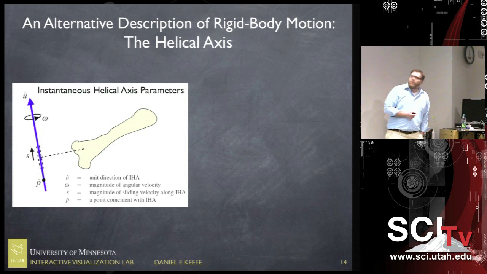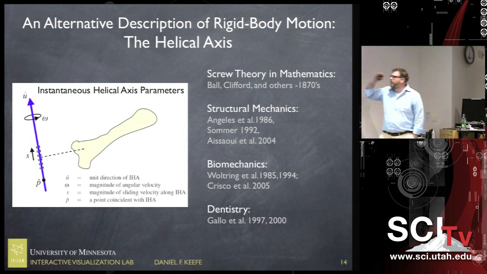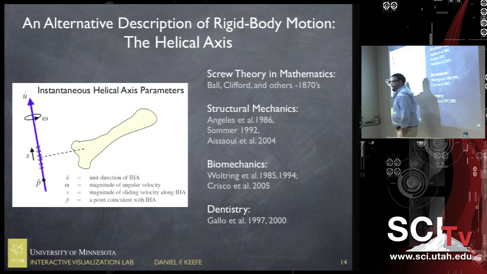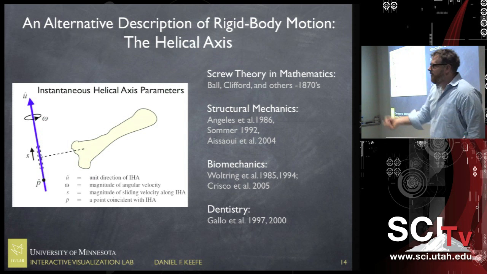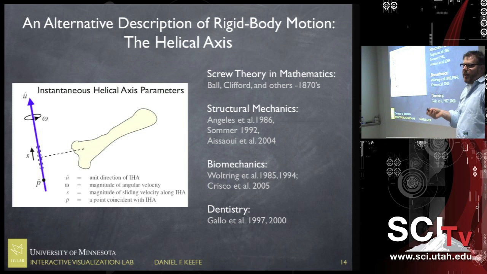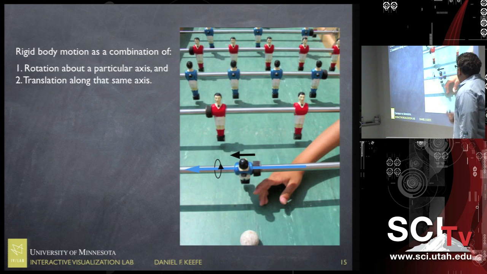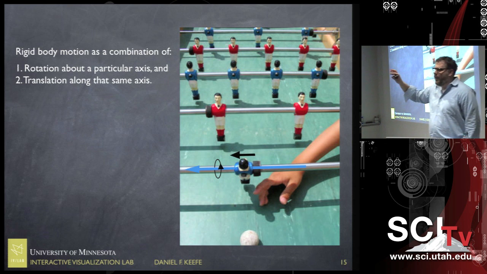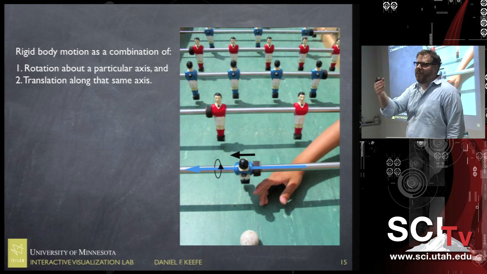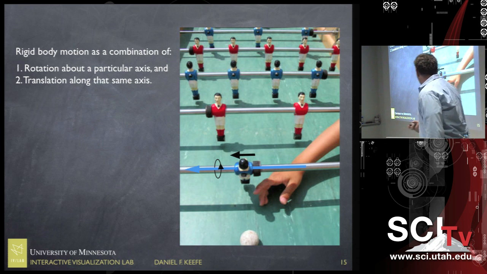So this is not a new idea. It's been used many times before in analysis, but it's actually quite interesting. Basically, it talks about the movement of a rigid body in space as a combination of a rotation and a translation along a specific axis in space. So the way I like to think of it is foosball. If your bone is this player, you can move along this axis or rotate about it, and you're describing his movement entirely based upon that axis then.